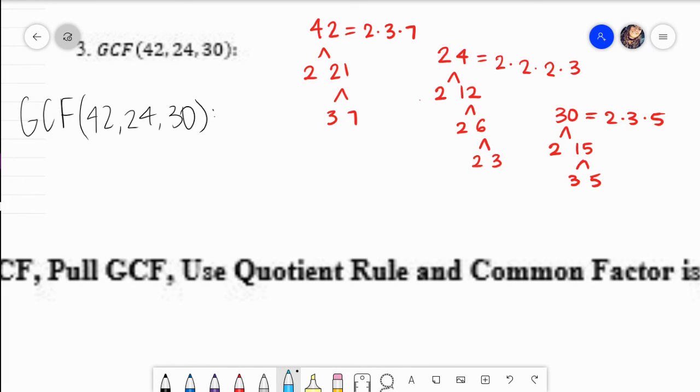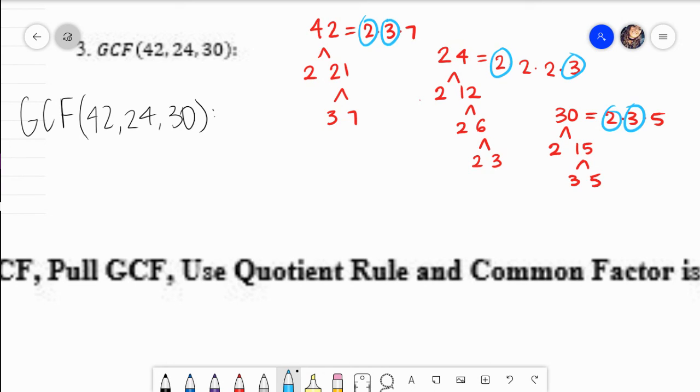So let's go ahead and see, what do they have in common? Well, here's a 2, and here's a 2, and here's a 2. And then look at my 42. The next prime number is 3. Here's a 3, and there's a 3, and there's a 3. Okay. The next prime factor in my 42 is 7. There's not a 7 in my 24, and there's not a 7 in my 30.